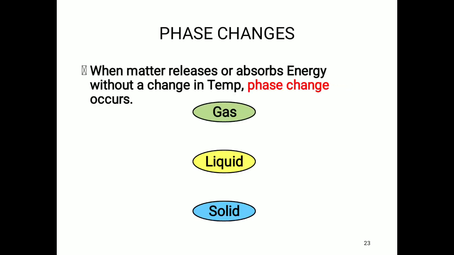Now the next concept we would like to discuss is the phase change. So when matter releases or absorbs energy without a change in temperature, phase change occurs. If any matter releases or absorbs energy and the temperature of the matter or object remains the same, it means there is a phase change. Without changing the temperature, if the matter releases or absorbs energy, there will definitely be a phase change.